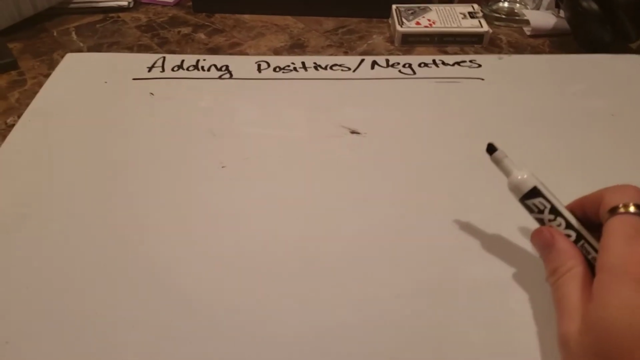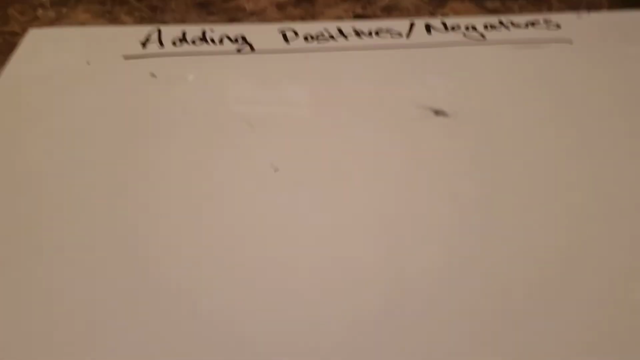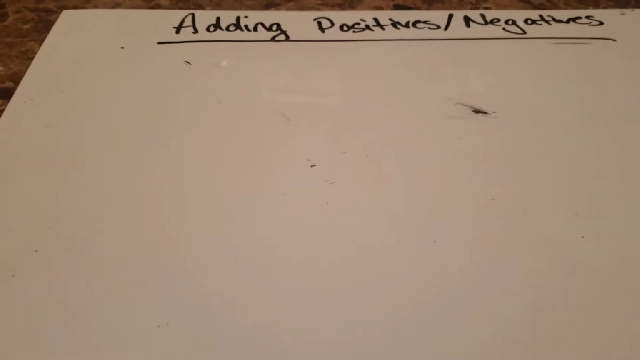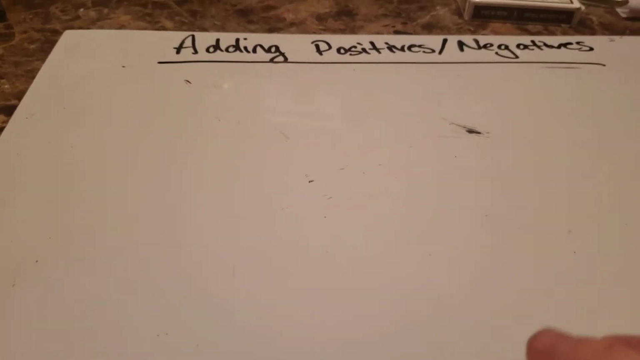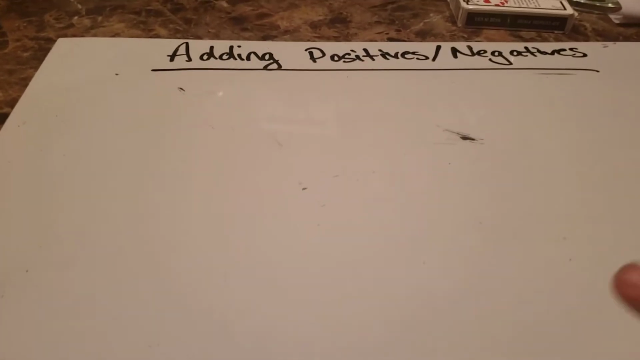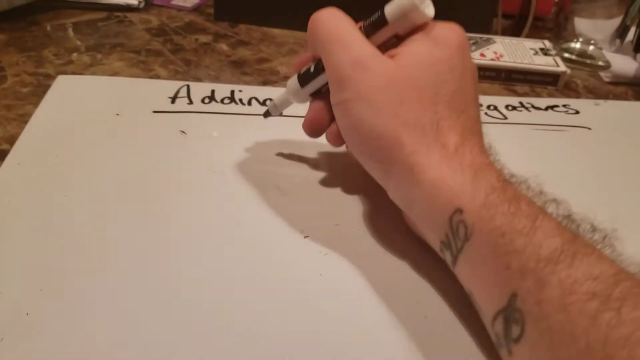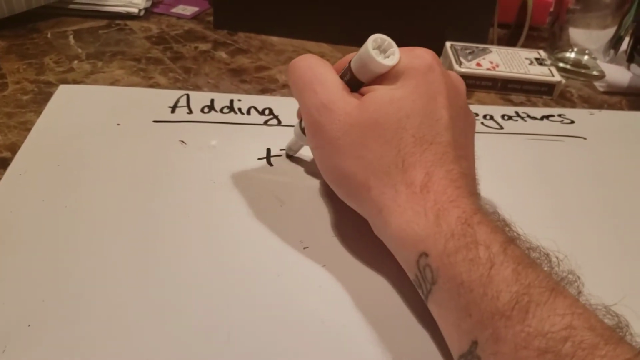All right, so part 2 of adding positives and negatives actually deals with subtraction. But before we get there, we've got to think about subtraction in an entirely different way. We're going to start off pretty simple, okay? So I want you to think about what number is opposite of positive 3.